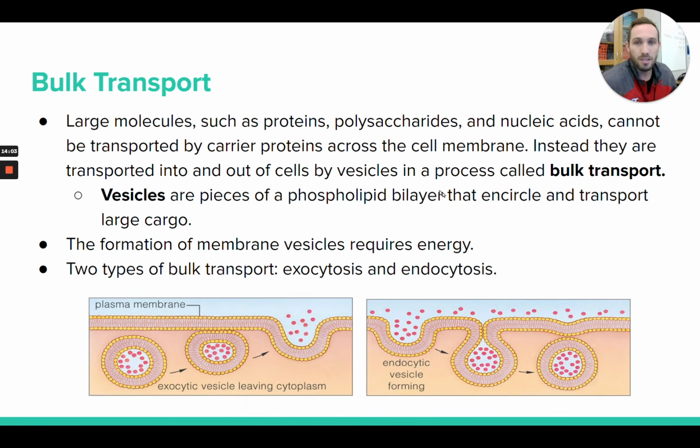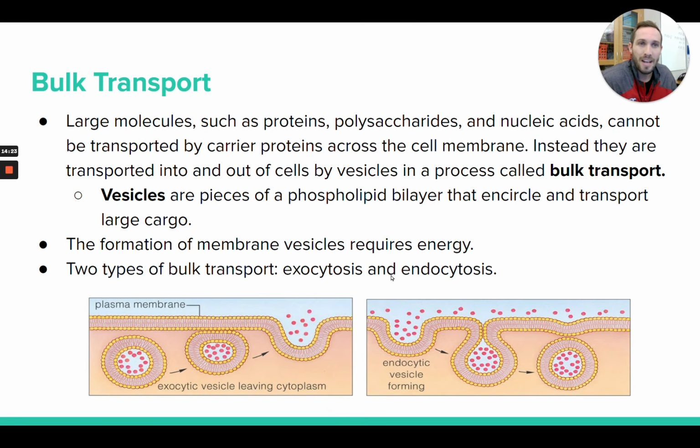So there's these processes that we're going to look at in a second called endocytosis and exocytosis that involve these vesicles forming and fusing with the cell membrane. And so we'll look at each of these in a second.